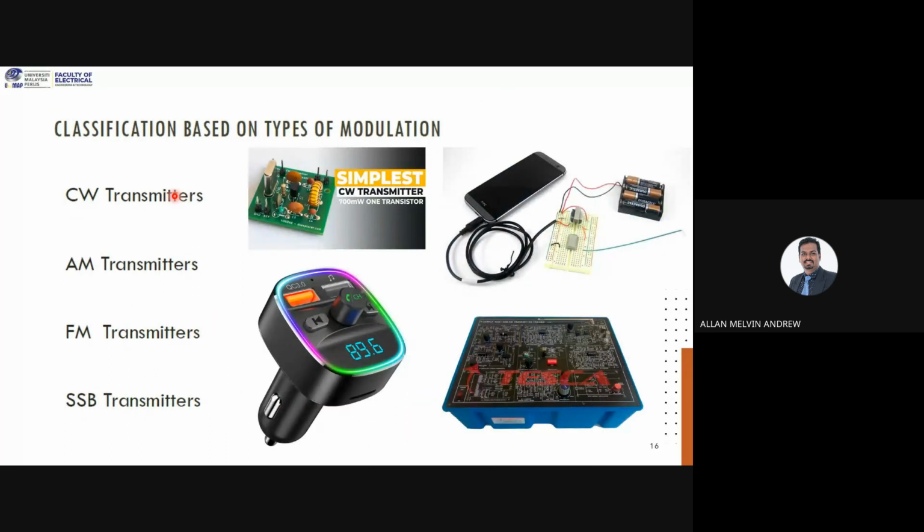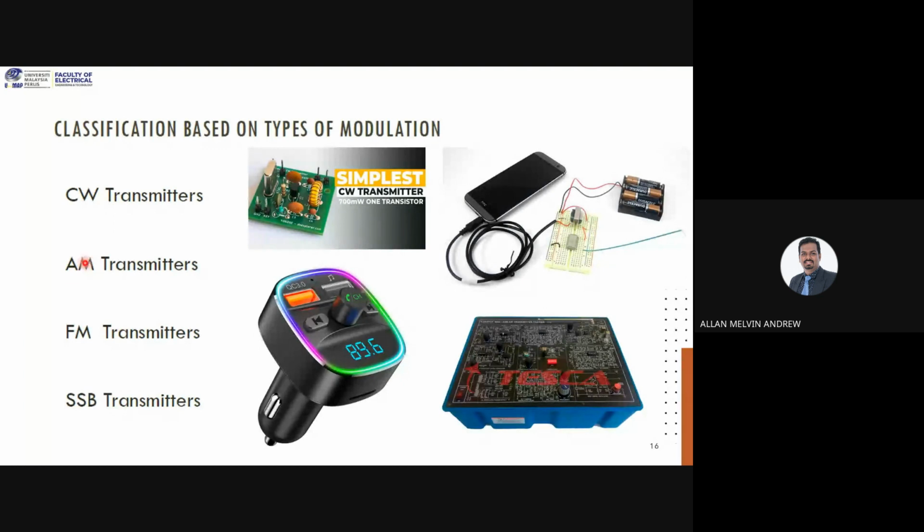Then classification based on types of modulation. You have continuous wave transmitters. Now we can even have a small circuit for you to transmit a full cycle transmission for your projects or whatever. So you can use this kind of transmitter electronics for your projects.